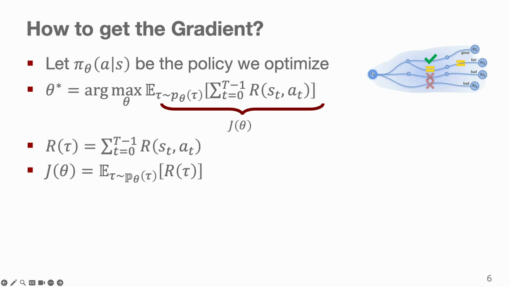Okay, so we can evaluate this now with these Monte Carlo samples, but of course the main thing is we want to improve our policy. How do we do this? We need to estimate a gradient for this.